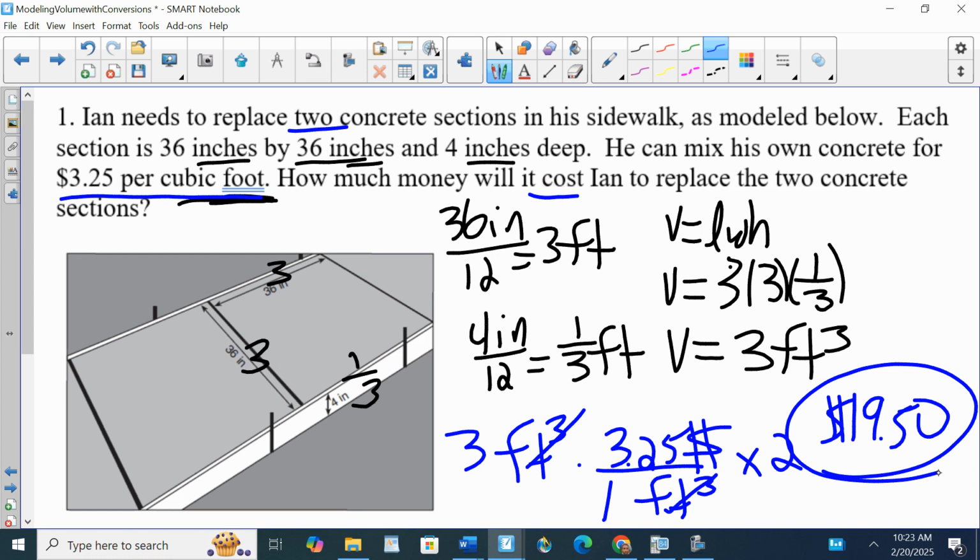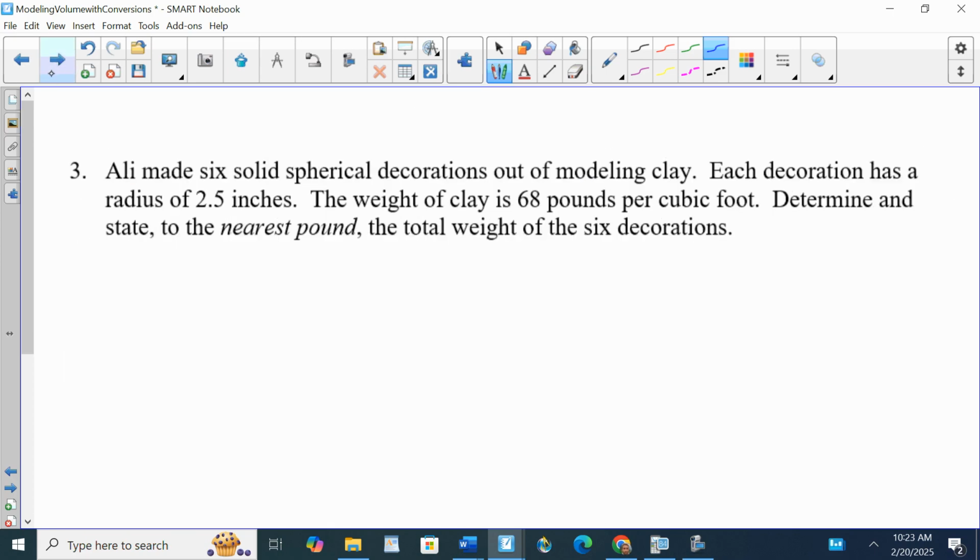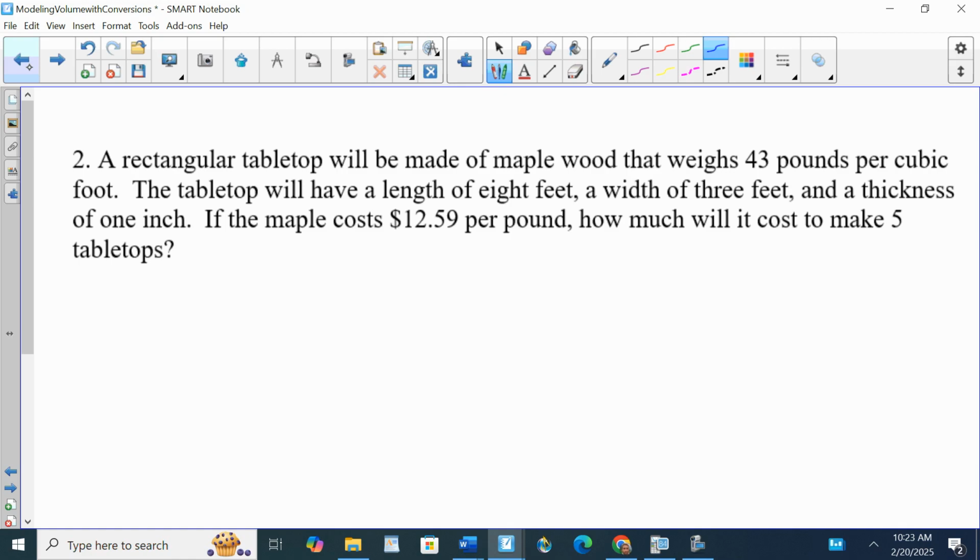Make sure the units match. If not, convert them to whatever it says the volume unit's going to be. Find the volume, do dimensional analysis. I'll go over one more.